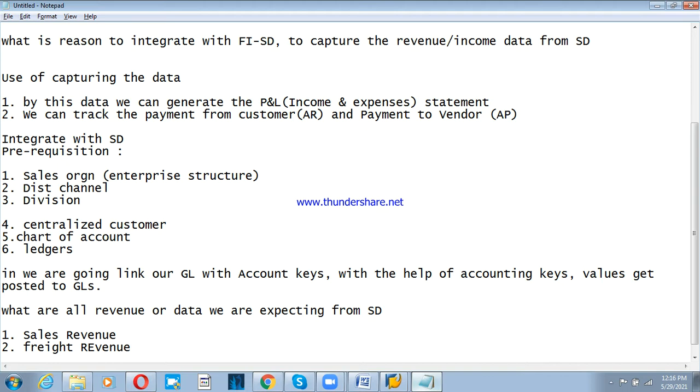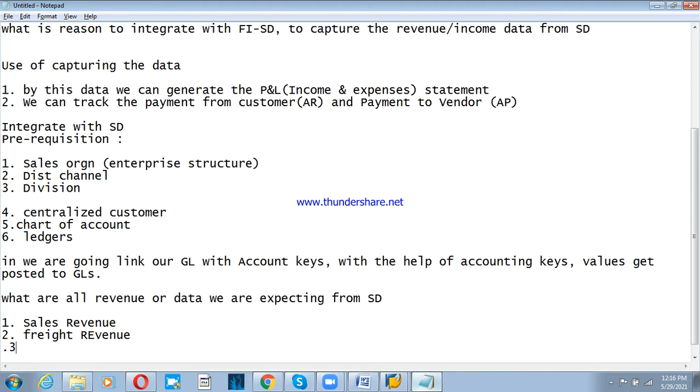The transportation charge is called freight. So that is another type of income. That is what we call freight. Then rebate, sales rebate.